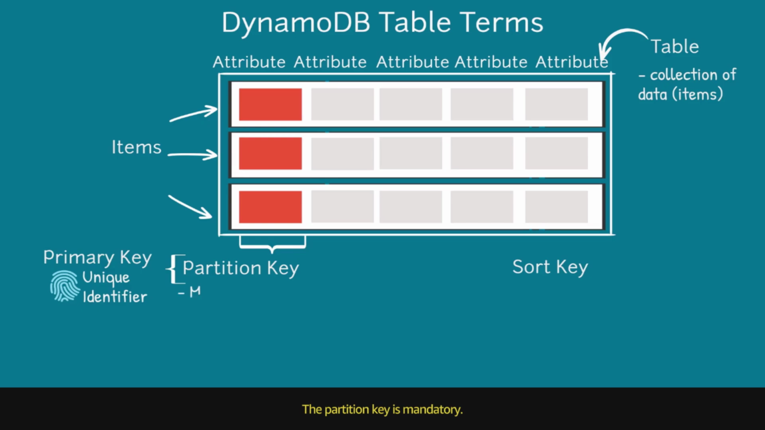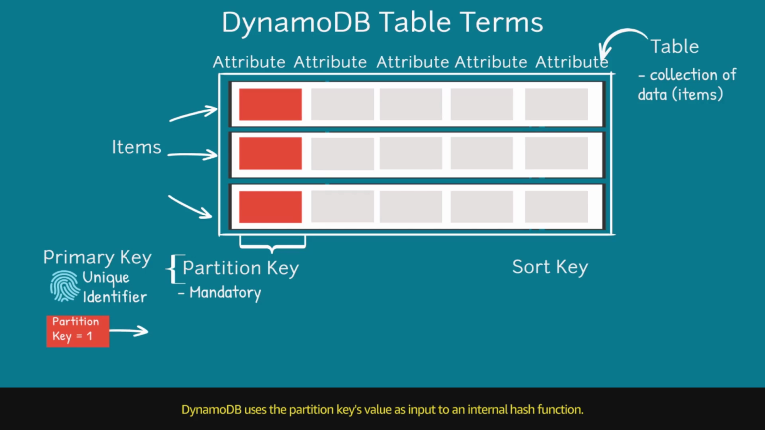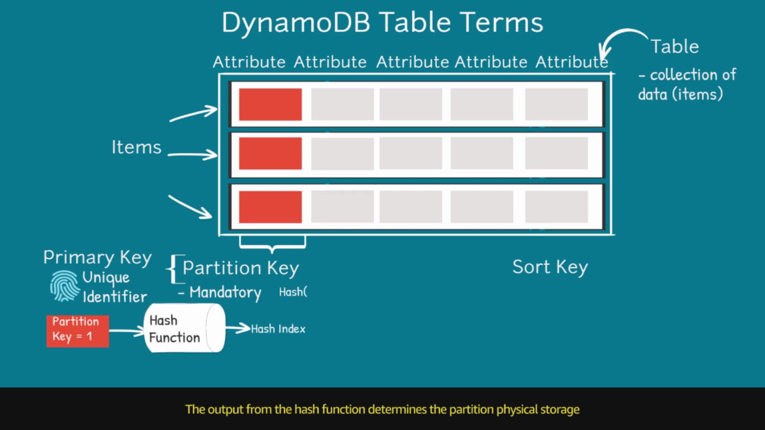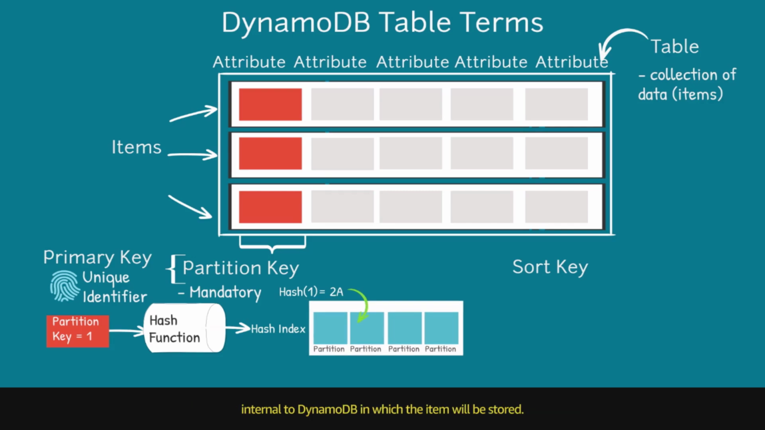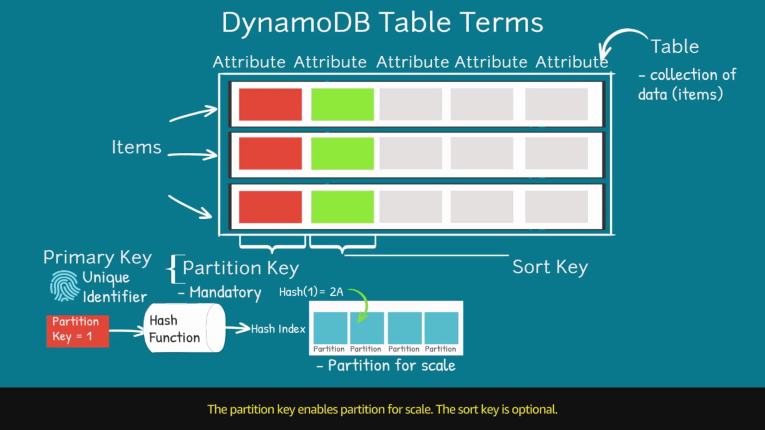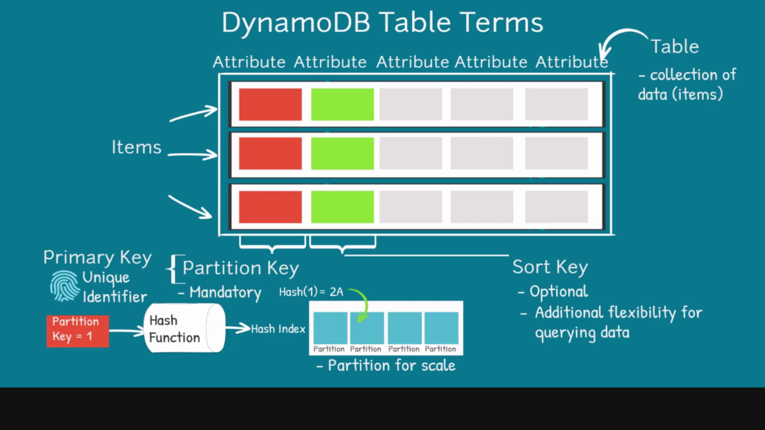The partition key is mandatory. DynamoDB uses the partition key's value as input to an internal hash function. The output from the hash function determines the partition, physical storage internal to DynamoDB, in which the item will be stored. The partition key enables partition for scale. The sort key is optional. It provides additional flexibility for querying data.